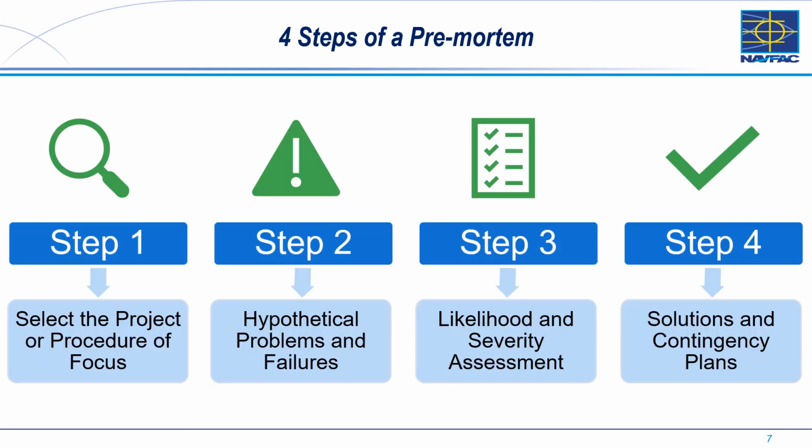There are 4 steps to a pre-mortem. Step 1, select the project or procedure of focus. Step 2, create a list of hypothetical problems and failures. Step 3, create and fill out a likelihood or severity assessment. And step 4, create solutions and contingency plans.